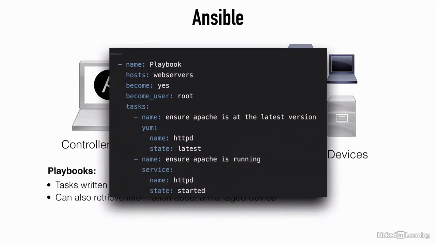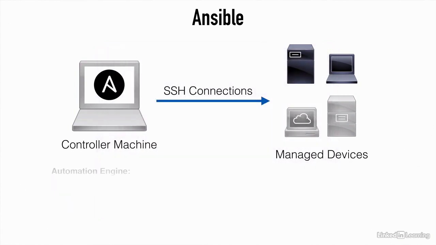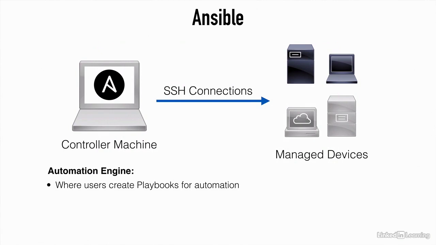Here's a look at a YAML-based playbook, and I think you can see right away that this is a bit easier to interpret than maybe Python or Ruby. It's a fairly simple language. This particular example would be used to install an Apache web server on multiple hosts. The controller machine has what's referred to as an automation engine, and the automation engine is what the users will access in order to create Ansible playbooks in the YAML language.